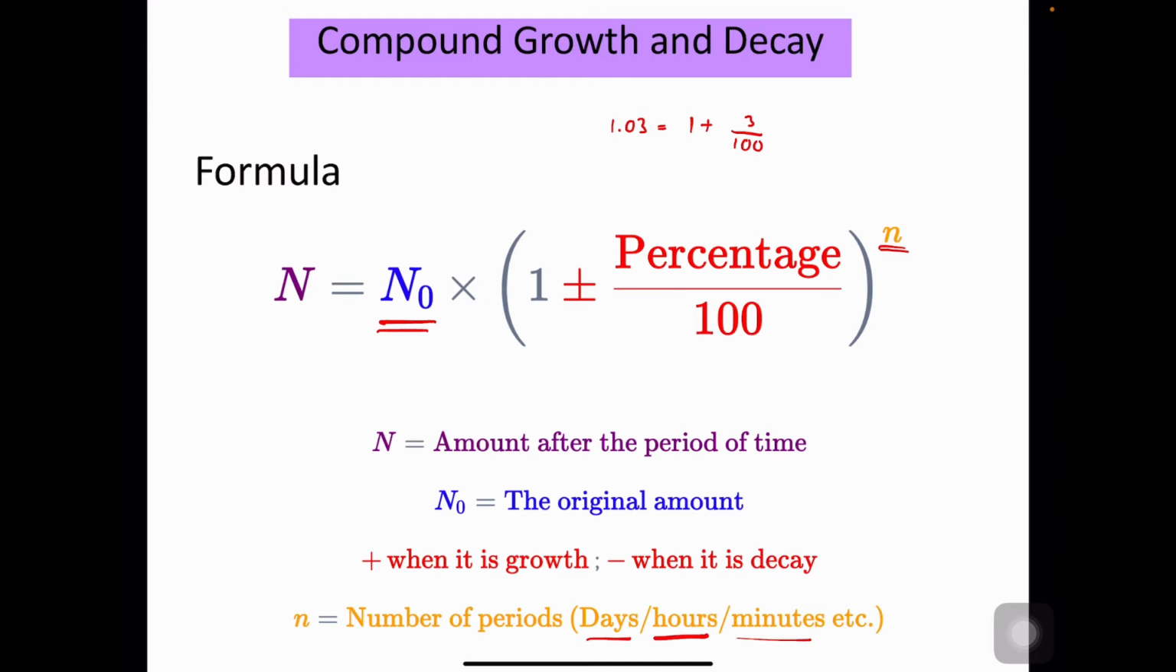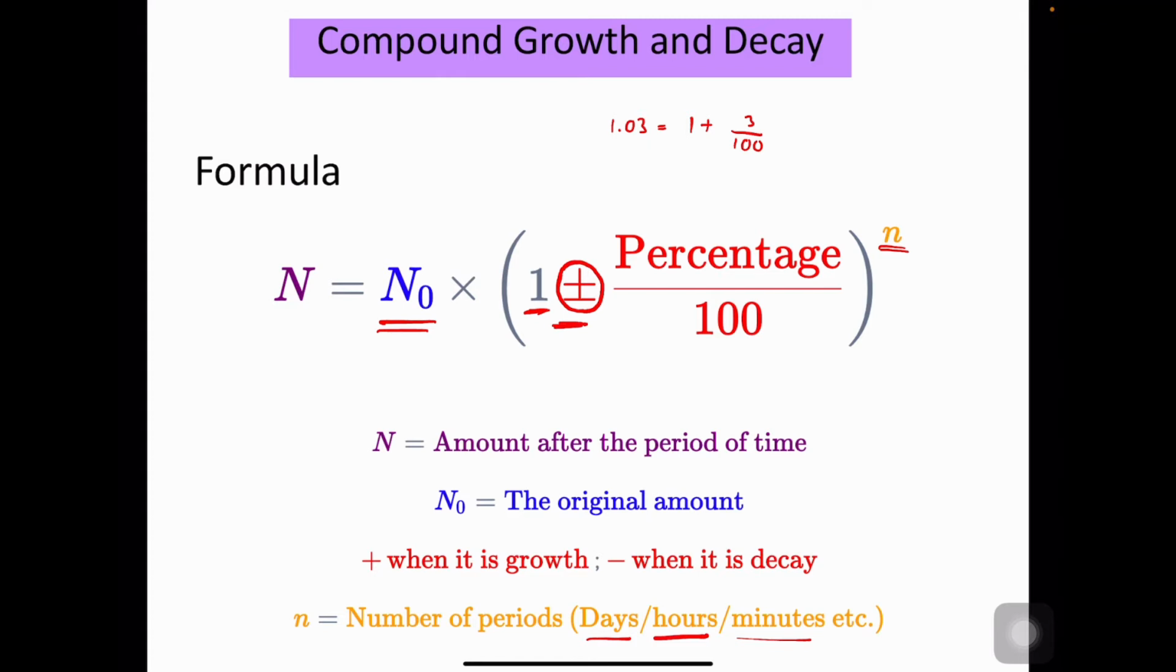The plus or minus is important because compound interest is a compound growth example, but you have compound decay examples. Like, for example, if you were to buy a car, the value would depreciate, and so you would get a lot of questions where they give you the value of a car and they want you to work out how much it is worth after 5 years, for example. And in that case, you would have to do 1 take away the percentage over 100. And we will look at some examples like that as well later on in today's lesson.